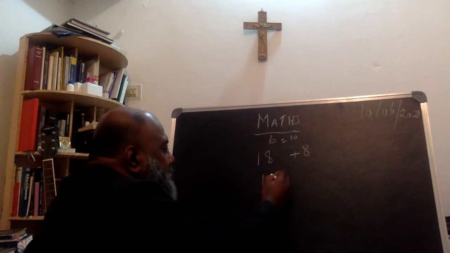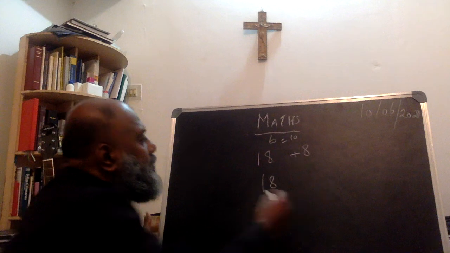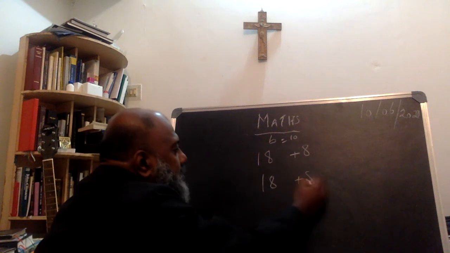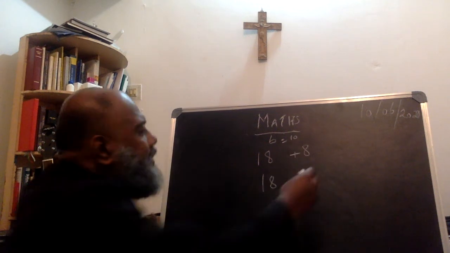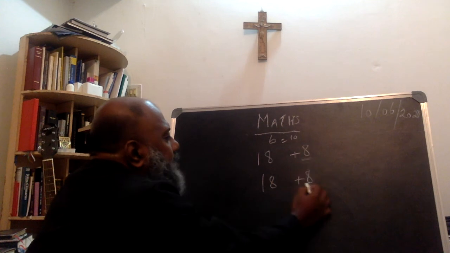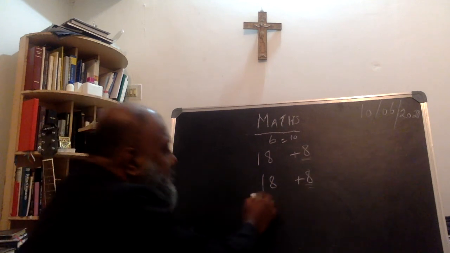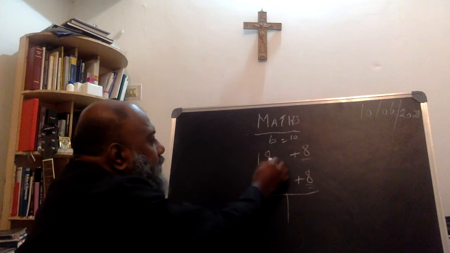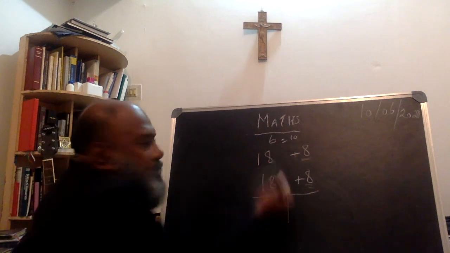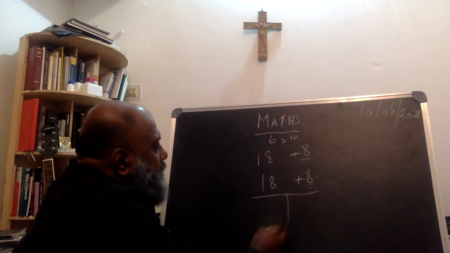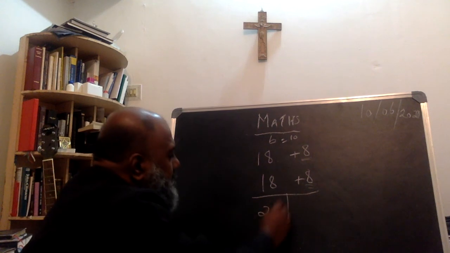And then write 18 here again, because it is 18 square, that's what you're trying to find out. So 18 plus 8, right? Because the base is 10, so 10 plus 8 equals 18, right? So you just draw a line here, and you try to either do it this way or that way. It doesn't really matter. The answer is going to be the same. So 18 plus 8 equals 26.